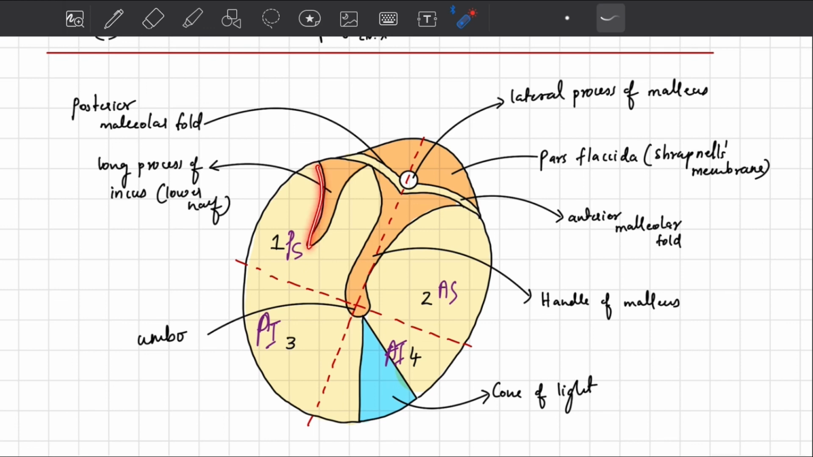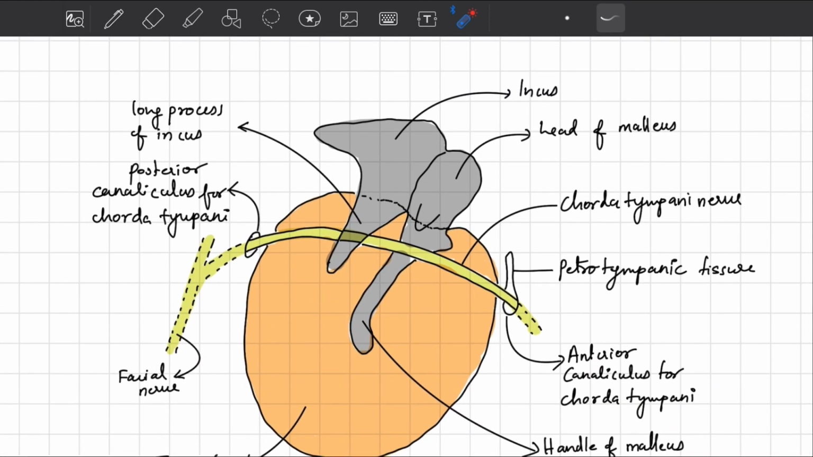This is the long process of the incus. This is the anterior malleolar fold and this is the posterior malleolar fold. And this is the pars tensa and this is the pars flaccida. This is what we see on the medial surface of the tympanic membrane. We will be able to appreciate the chorda tympani nerve, which is a branch of the facial nerve, crossing the medial surface of the tympanic membrane. And this is the incus, this is the head of the malleus, this is the handle of the malleus, and this is the umbo.